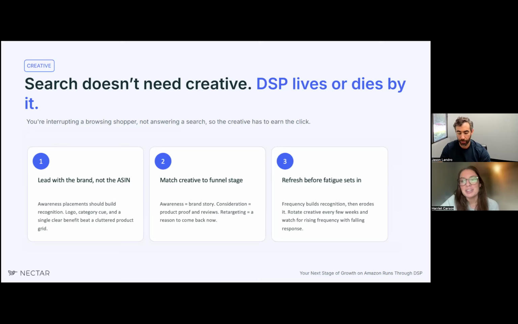I say search doesn't need creatives. However, that's not necessarily true anymore. Sponsored brand video, sponsored display video, custom images, sponsored product videos, even really all of your stages need creative at this point, including your product detail pages to convert, but especially DSP, right? So creatives, one of the biggest differences between search and DSP.